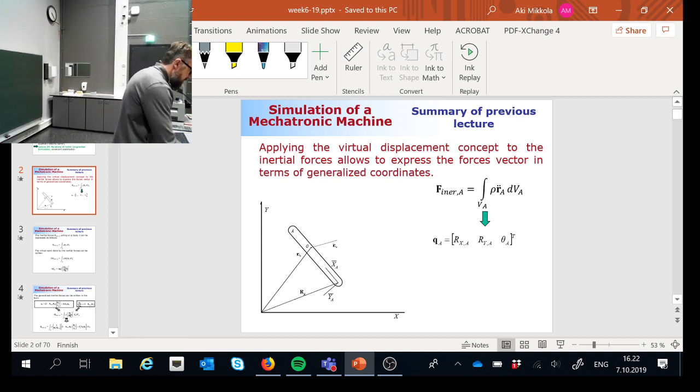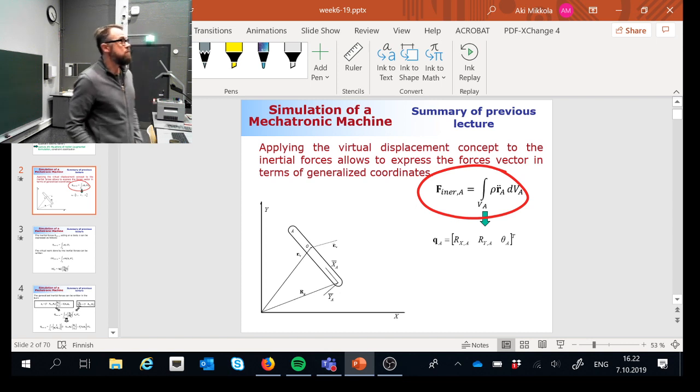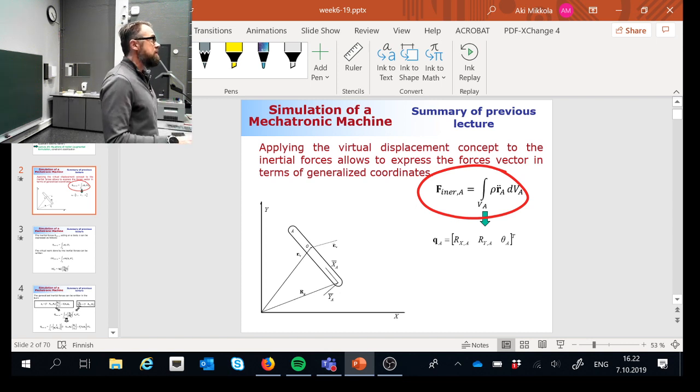Okay, so anyways, I was explaining this. Last week, this was the externally applied force. Last week we summarized the externally applied force. Then we looked at what we can do for inertia forces. Inertia forces can be treated exactly the same way as the externally applied forces. No difference whatsoever.